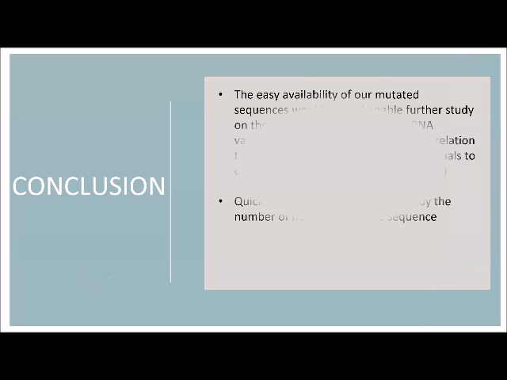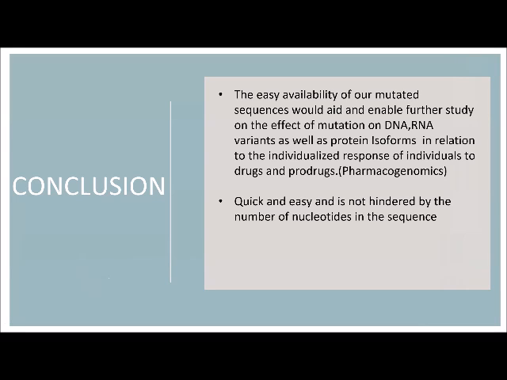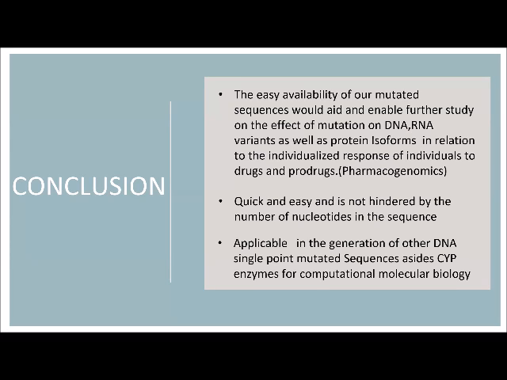So in conclusion, we were able to make our mutated sequences easily available, which would further our study on the effects of mutation on DNA and RNA variants, as well as protein isoforms in relation to the individualized response of individuals to drugs and prodrugs, that is pharmacogenomics. This method is quite easy and quick. It's not hindered by the number of nucleotides or amino acids in the sequence, and it's applicable in the generation of other DNA single point mutated sequences aside from cytochrome P450 enzymes for computational molecular biology.